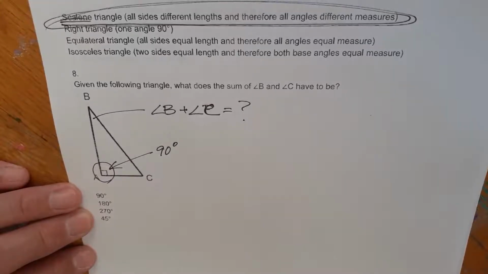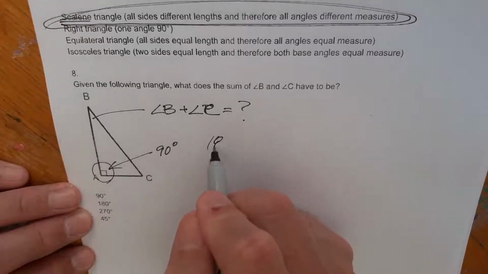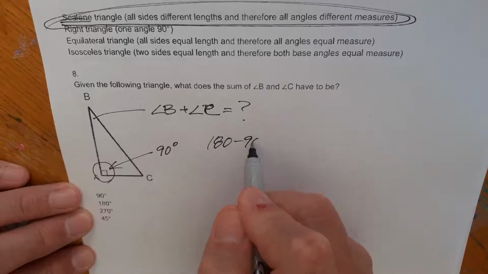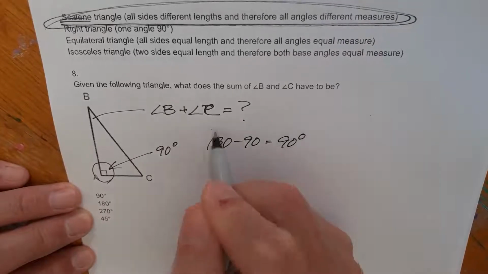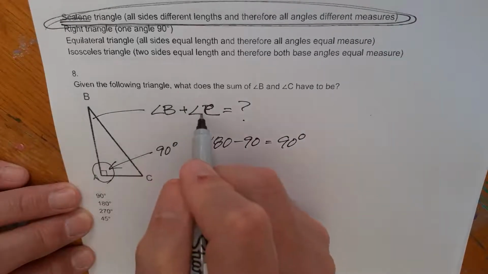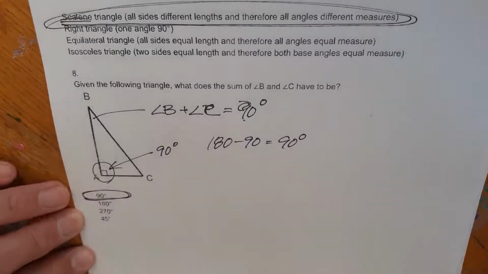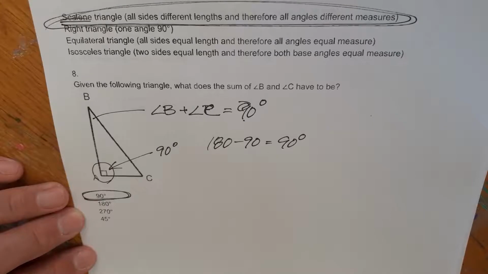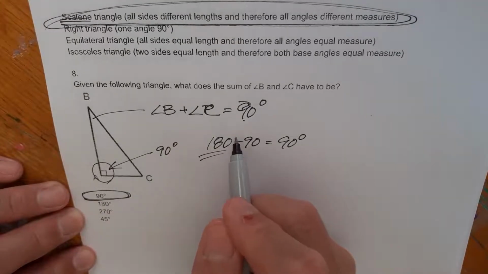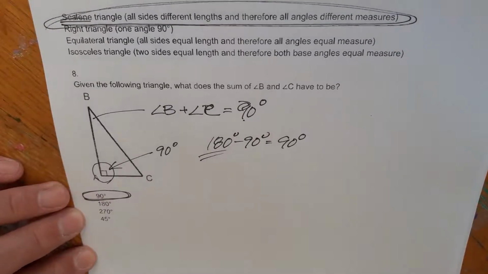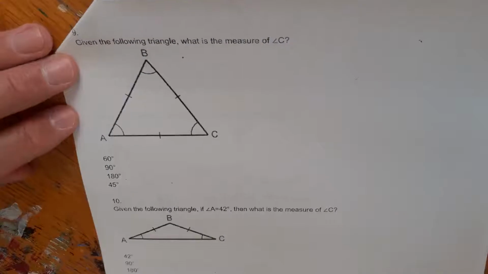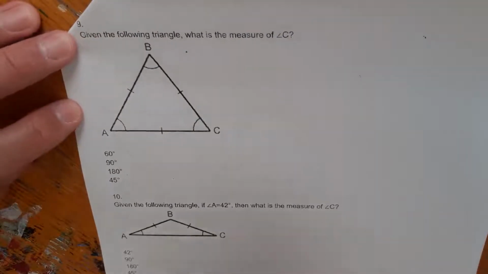So if the sum is 180 and one of them's 90, that leaves you with 90 left for the other two. So angle B plus angle C must be 90 degrees here. All right, the two of them together must add up to 90 because the total must be 180 degrees. And I didn't put my degrees on, but it'll be like that. So relatively simple questions, but at the same time, if you don't know them, you don't know them. So go back and learn them.